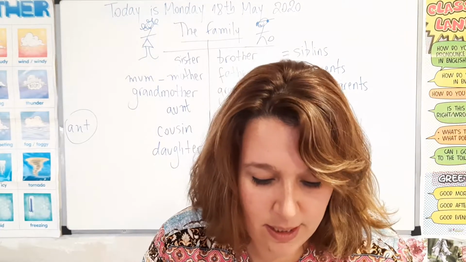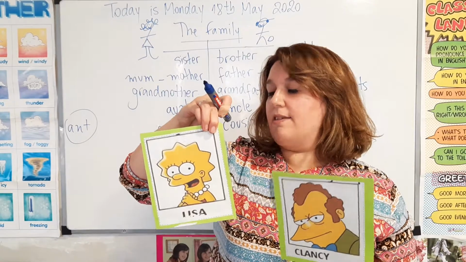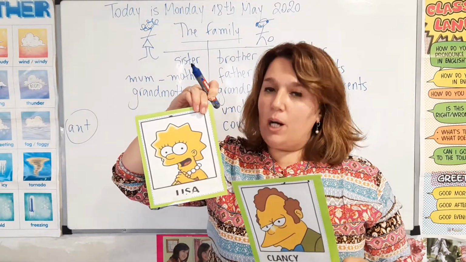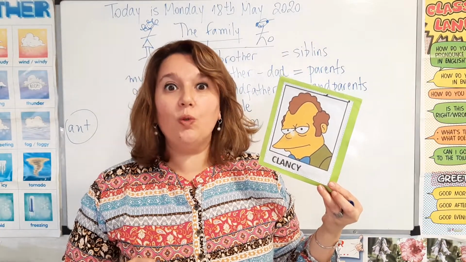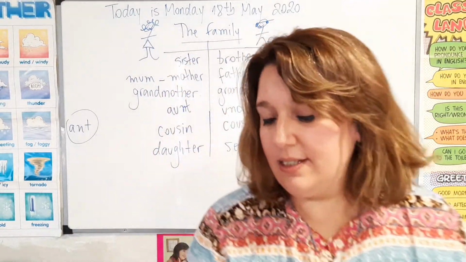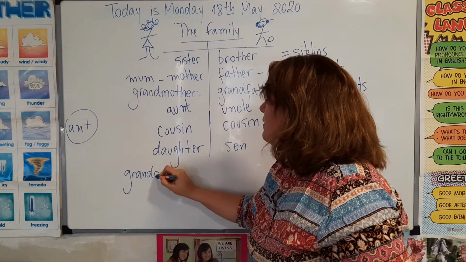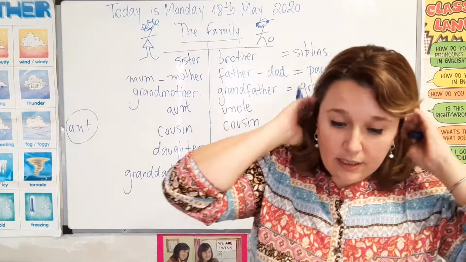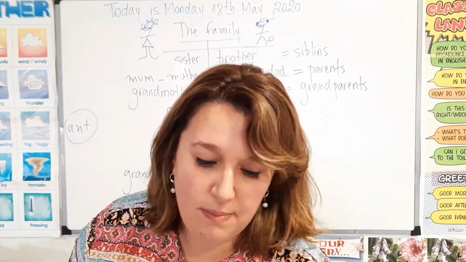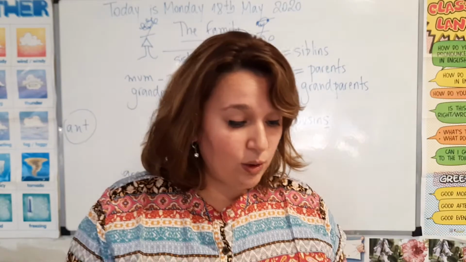Right? What about this relation? Grandfather, right? Clancy is Lisa's grandfather. But I can also say Lisa is Clancy's granddaughter. Granddaughter, right? I will put it here because it's very long. Double D, yes. And the same happens here. Granddaughter, yes. Maggie is Clancy's granddaughter.